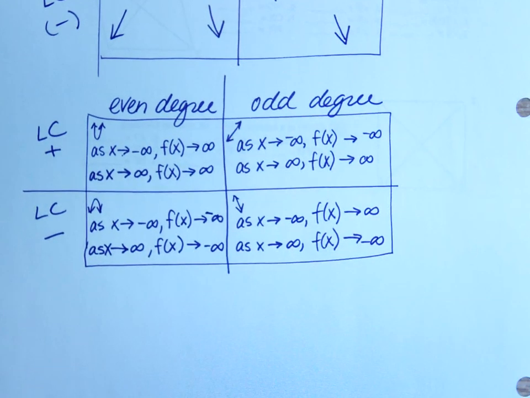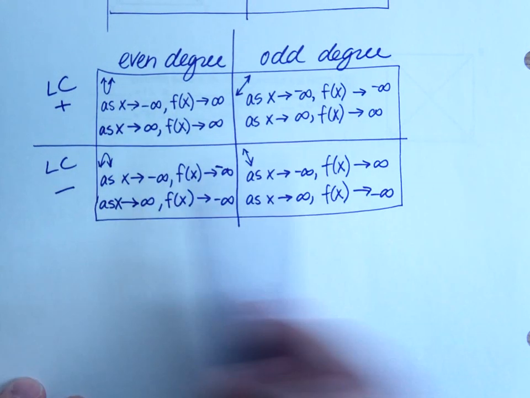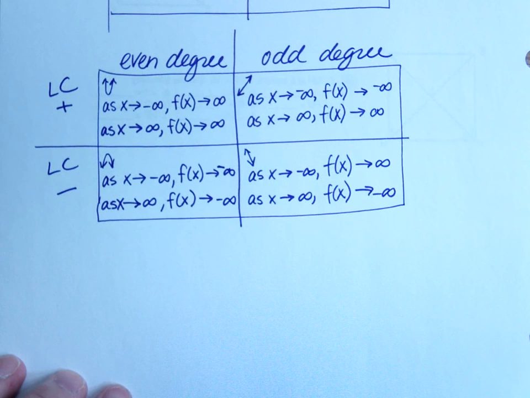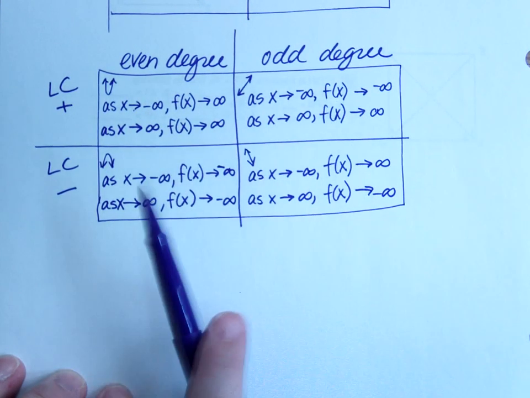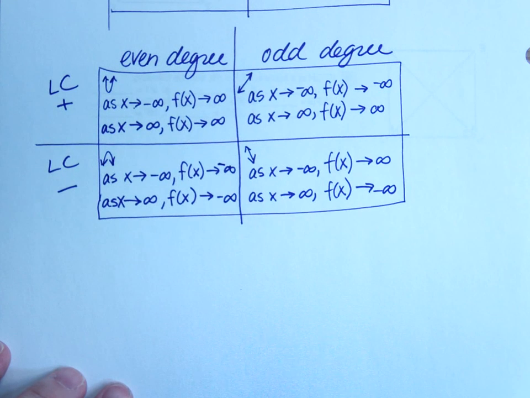Okay, so these are your four answers. Anytime you're asked what is the end behavior of this polynomial function, you're either going to say this, this, this, or this. That's it. Those are the only four options.